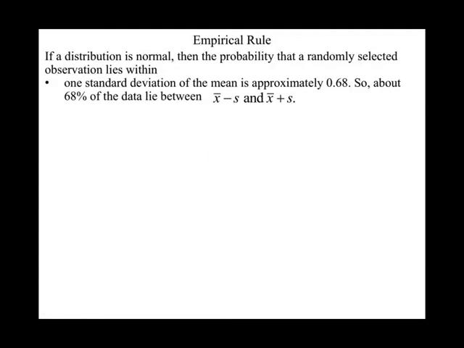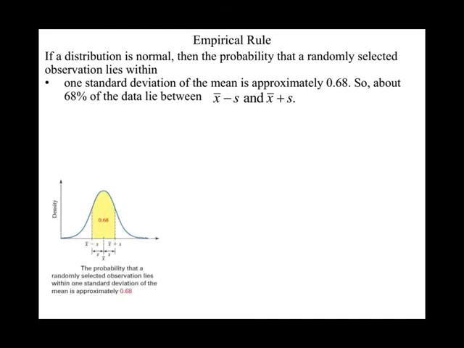Empirical rule. If a distribution is normal, then the probability that a randomly selected observation lies within one standard deviation of the mean is approximately 0.68. Look at this picture. This is the normal distribution, so the mean will be in the middle. The empirical rule says that if you add one standard deviation here or subtract one standard deviation here, this yellow part consists of about 68% of your data.